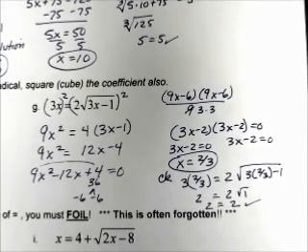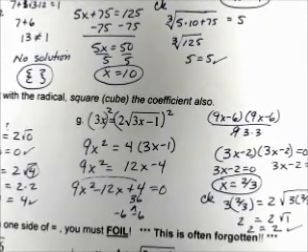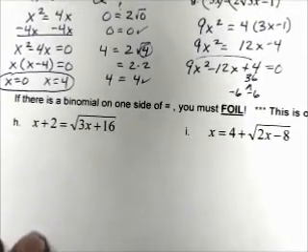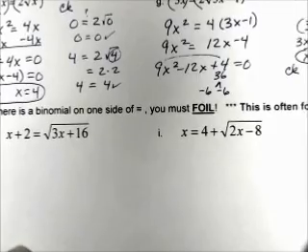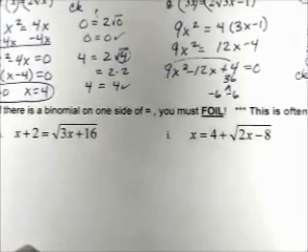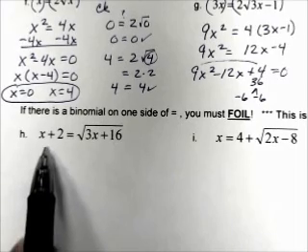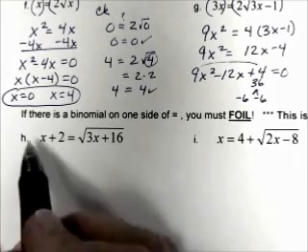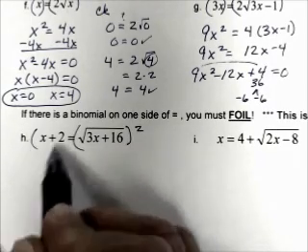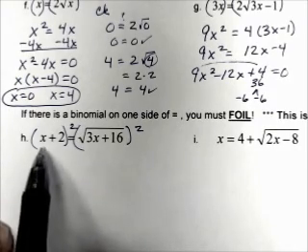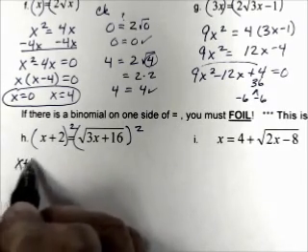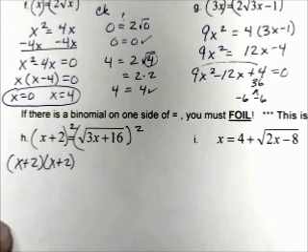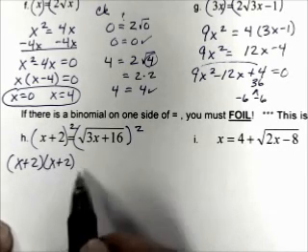So if there's a coefficient along with the radical, you square, cube the coefficient as well. Now, if there's a binomial on one side of the equals, you must FOIL. This is often forgotten. So in other words, we have this binomial x plus 2 is equal to the square root of 3x plus 16. Okay, the radical is isolated, so we square both sides. And we have to FOIL, right? x plus 2 squared means x plus 2 times x plus 2. You don't distribute over a plus or minus.